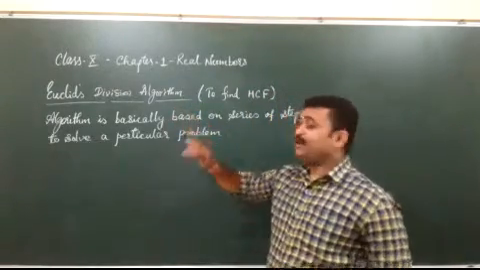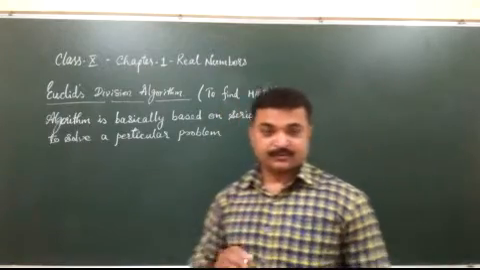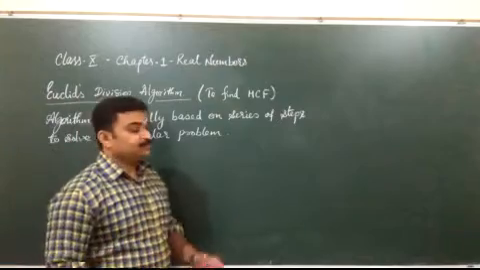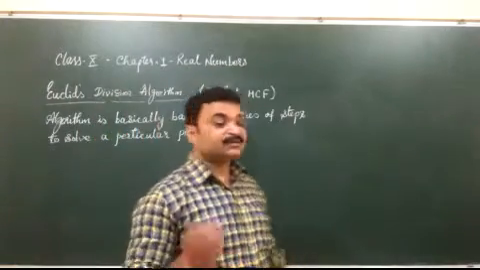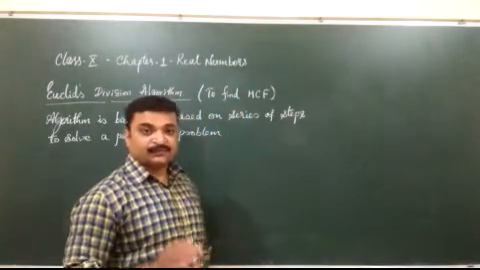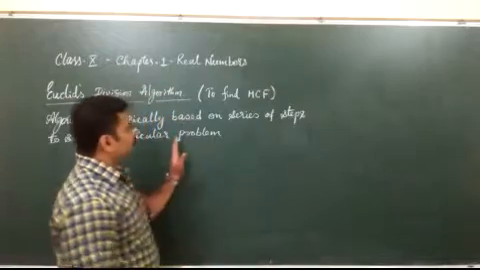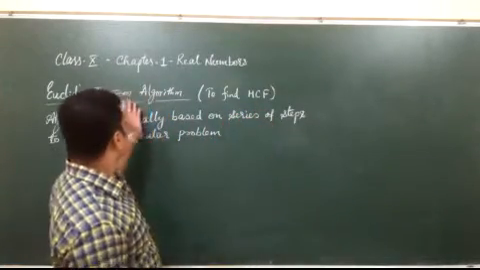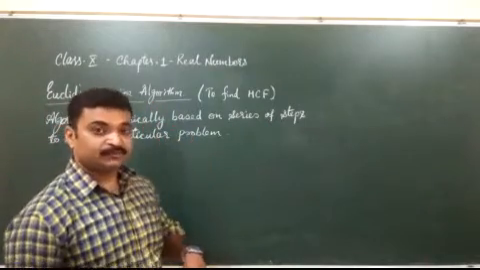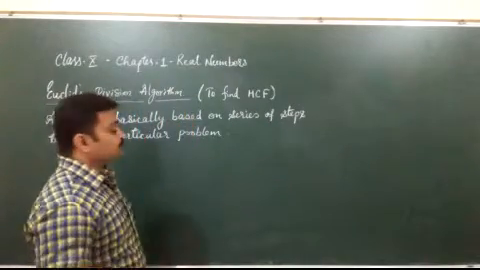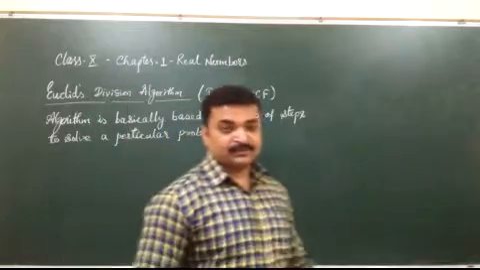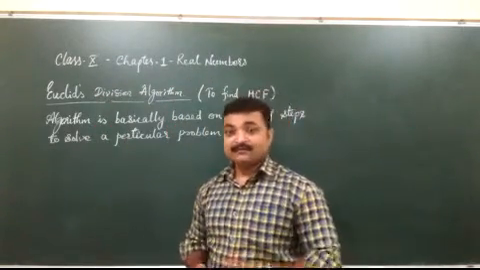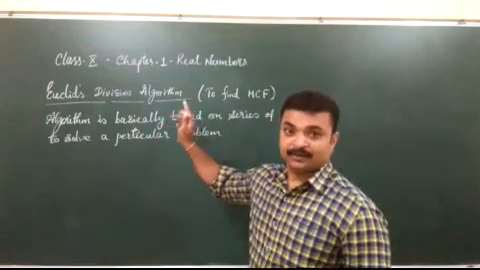By this we will find the HCF of two numbers. You can say, sir, we know how to find the HCF, then what is the need of this Euclid's division algorithm? So basically, when we have bigger numbers and have to find the HCF of two bigger numbers, then we will use Euclid's division algorithm.